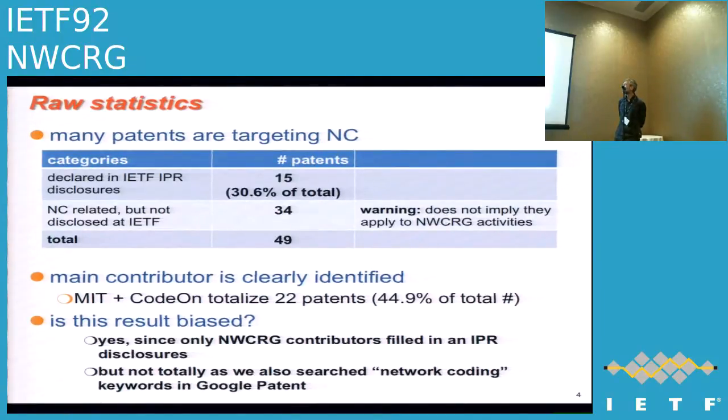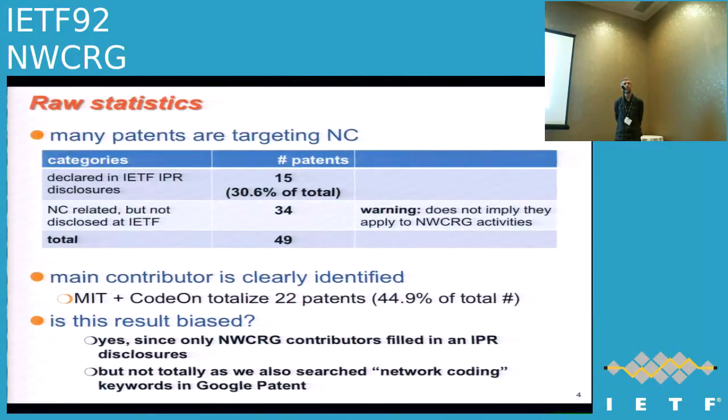Okay, so some raw statistics. We found a total of 49 patents related to network coding. Out of those 49 patents, 15 were declared in some IPR disclosure, and so it remains 44 external patents. Those 44 patents do not necessarily apply to what has been discussed in this working group. May or may not. I don't know. I will not comment on this.